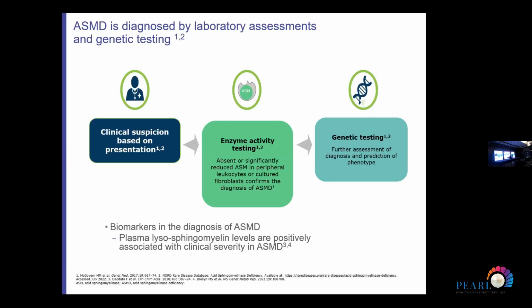So based on the clinical suspicion from the history, physical examination, and initial simple blood tests, you will have the suspicion, and based on that, you can order your enzyme activity. So ASMD enzyme activity can be measured on the dried blood spot, leukocytes, fibroblasts, etc. And then, of course, if you have a deficient enzyme, you can proceed to confirm with genetic testing. In ASMD, we also have biomarkers, and in this case, it's the lysosphingomyelin level, which is positively associated with the clinical severity in this disease.